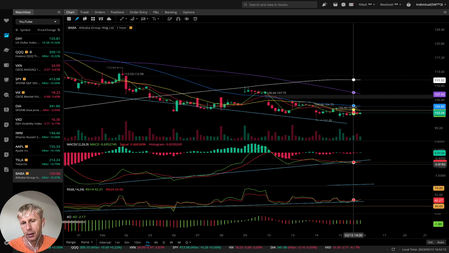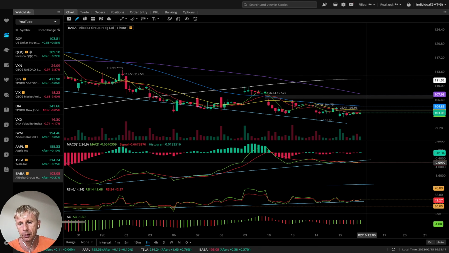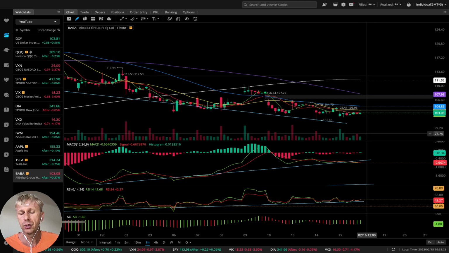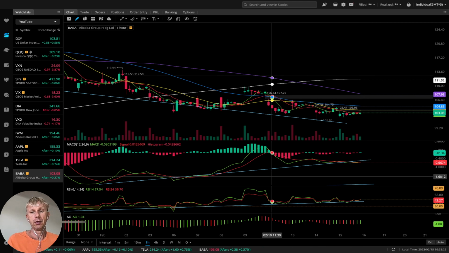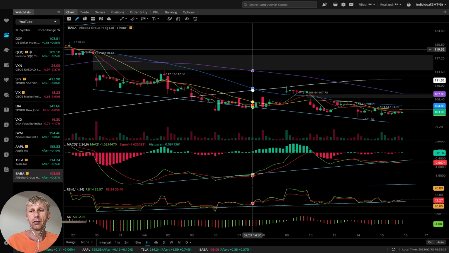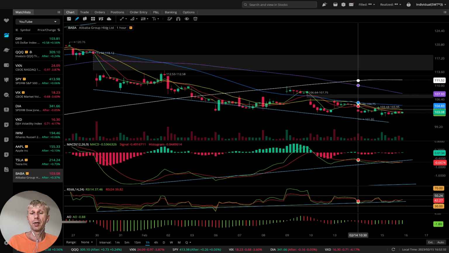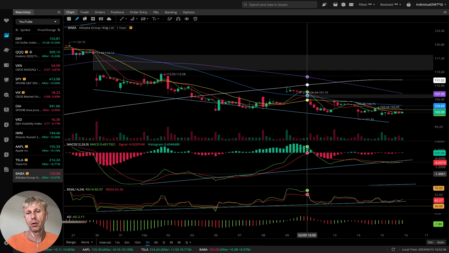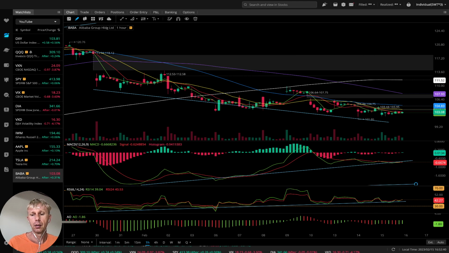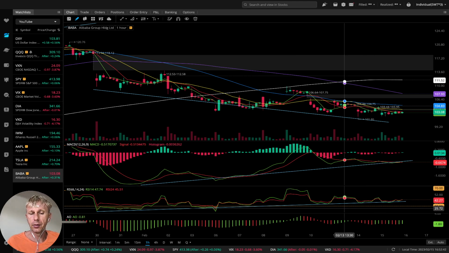MACD did kind of a bullish divergence. RSI did bullish divergence, Awesome Oscillator did bullish divergence too. Bullish divergences with a bullish kind of signal, right? On 1 hour, it wants to go bullish because of the divergences, huge bullish divergences on all indicators.